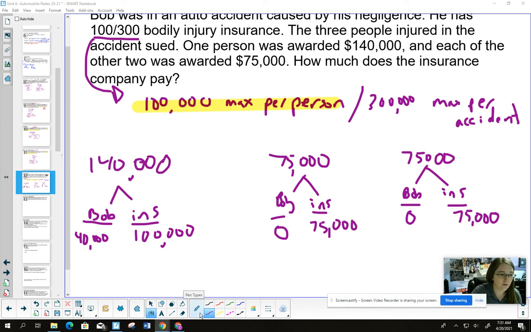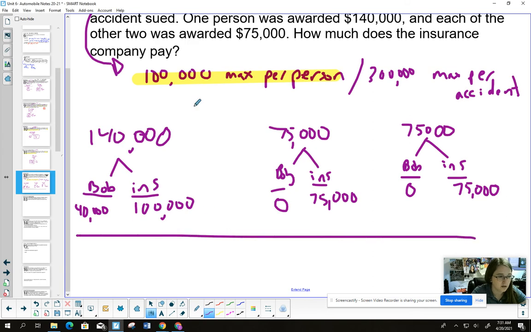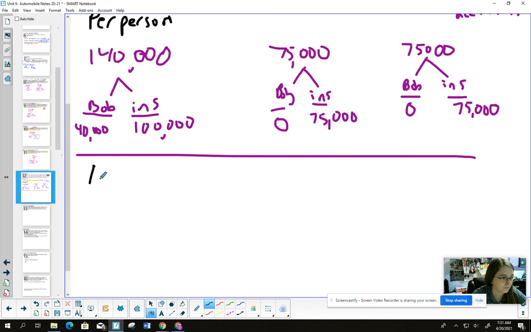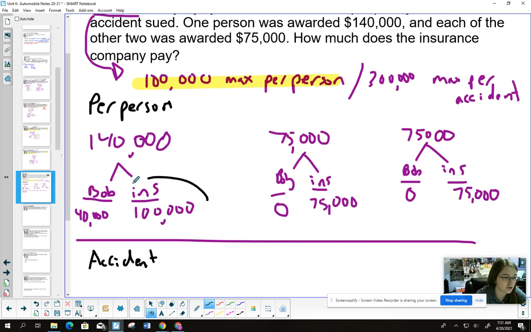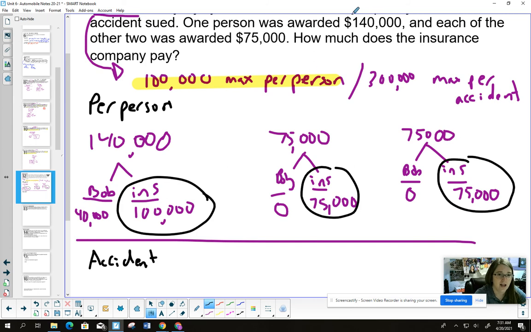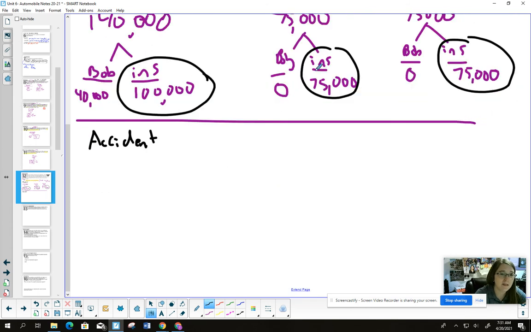Now, what we have to do here, though, is we need to look at the max for the accident. This is what we did here. This is the per person. Now let's look at the accident as a whole. Because the question does say, how much does the insurance company pay? So we are focusing on the insurance company here, because that's what they're asking. How much does the insurance company pay? Well, these three things the insurance company is going to pay.